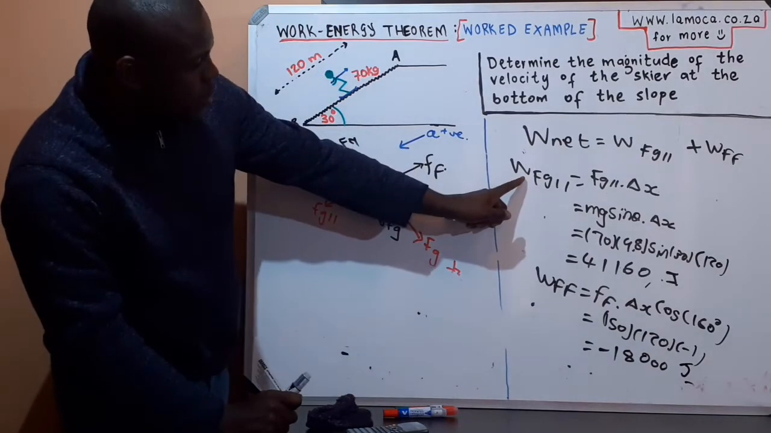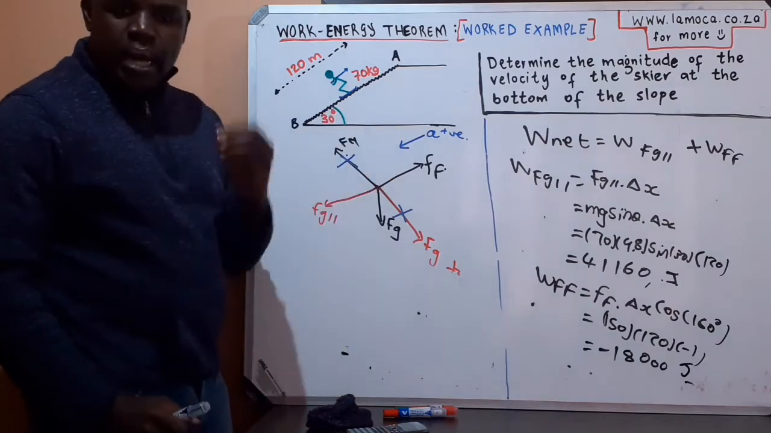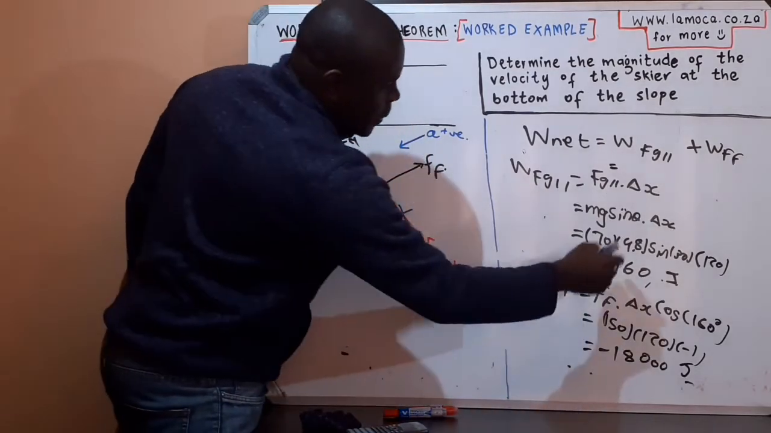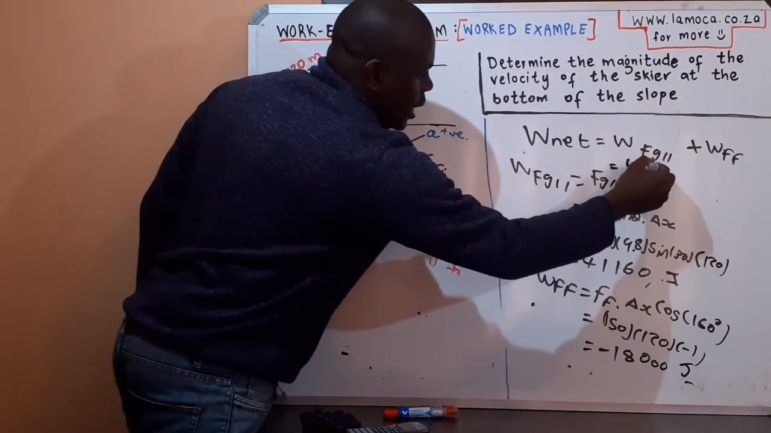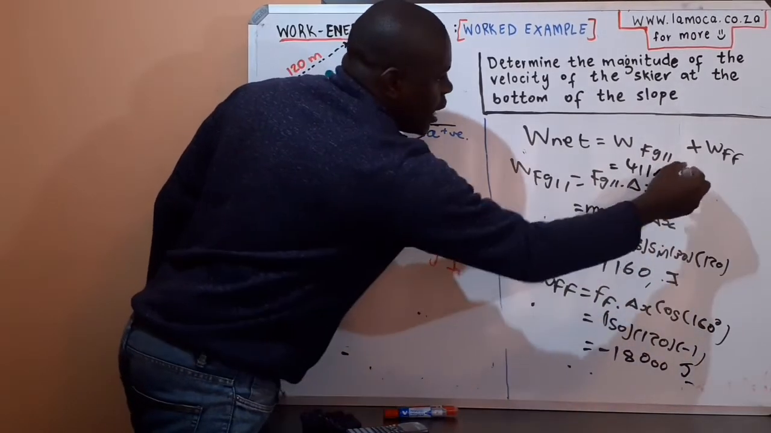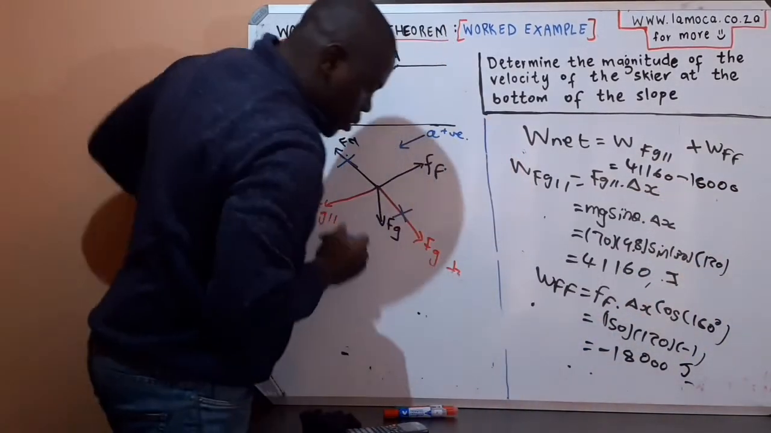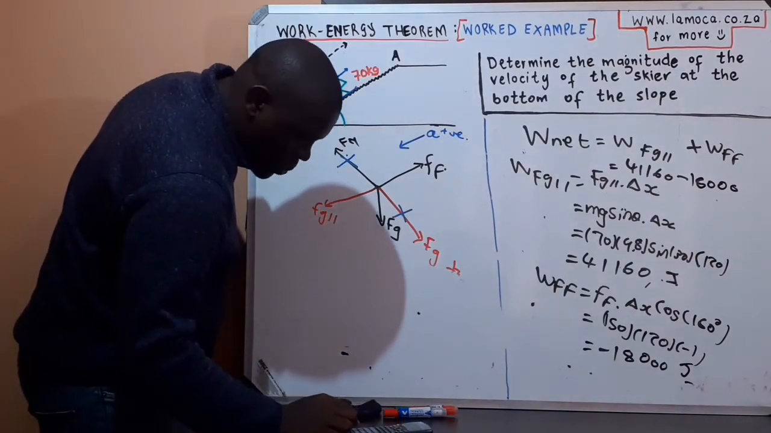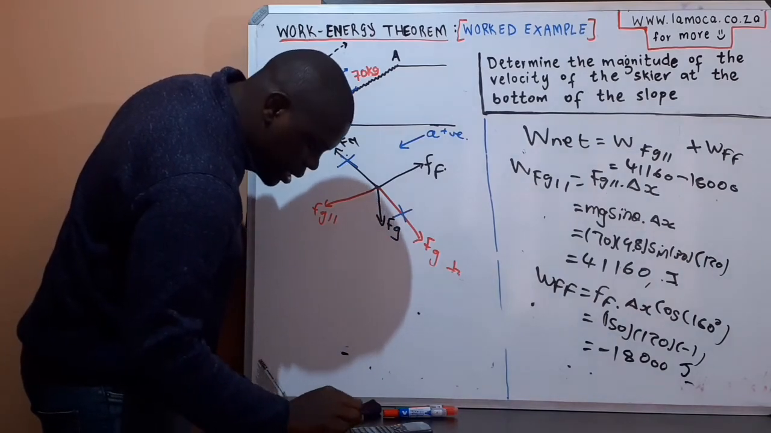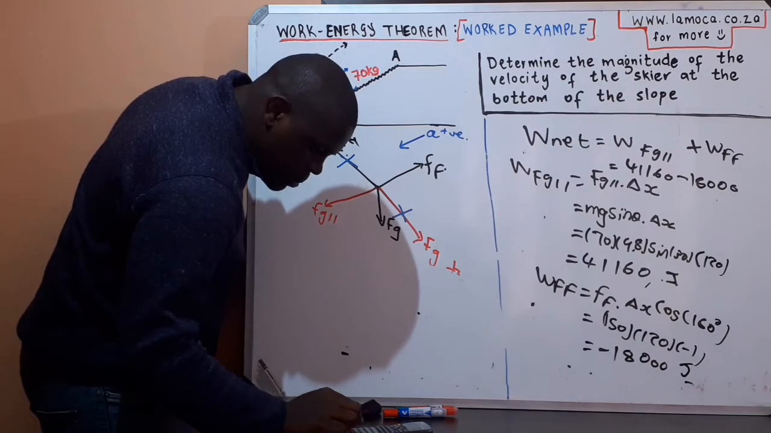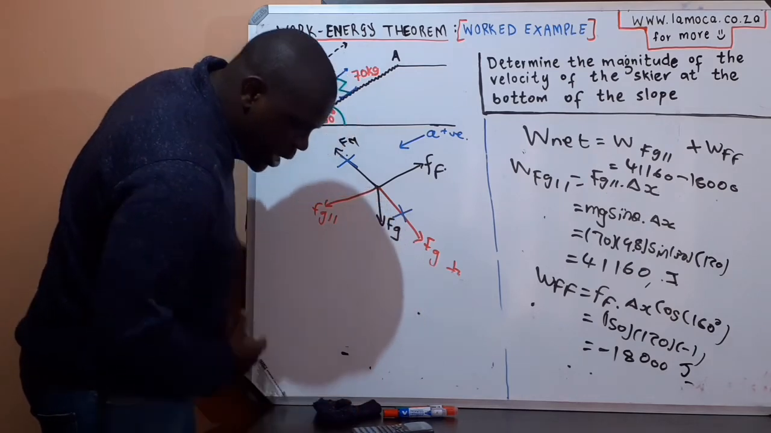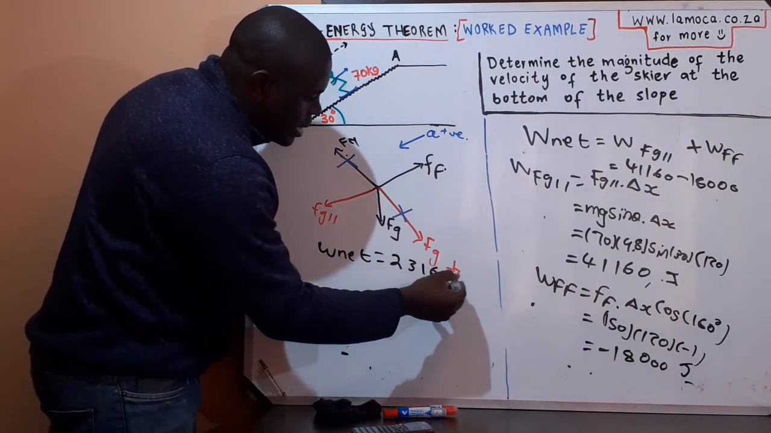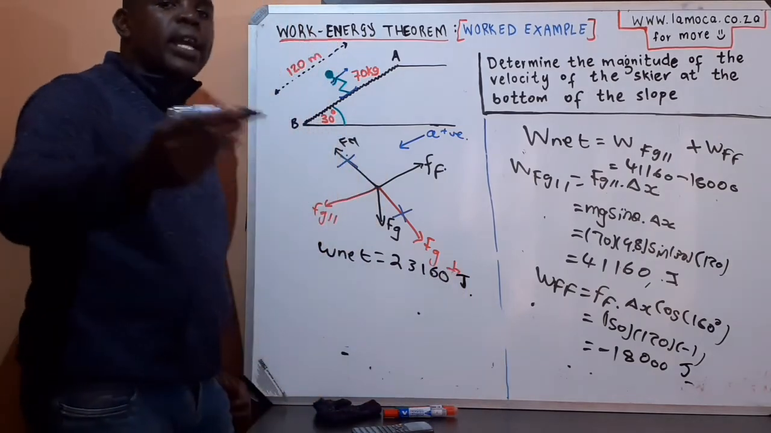So now I've got the work done by FG parallel and the work done by frictional force. I can sum them up to find the net work done on the object. So 41,160 minus 18,000. We get that our net work is 23,160 joules, which is exactly the same work that we found previously.